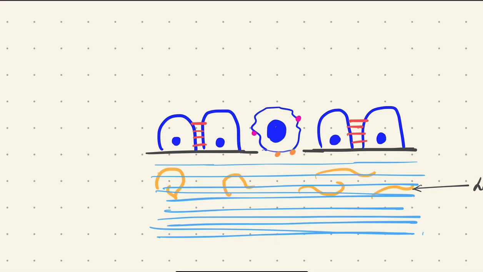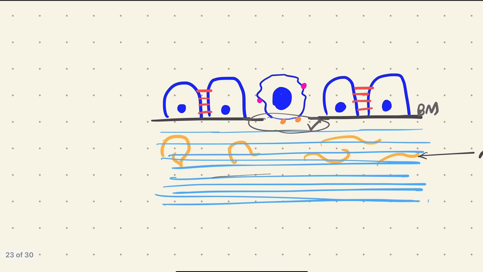And to invade, firstly, it has to break down this basement membrane. The basement membrane is breached. There is a breach in the basement membrane. And also, it has to enter this extracellular matrix, the stroma. Stroma is present in between the cells, or the extracellular component is a stroma. It is present within a tissue. It has to enter this matrix.